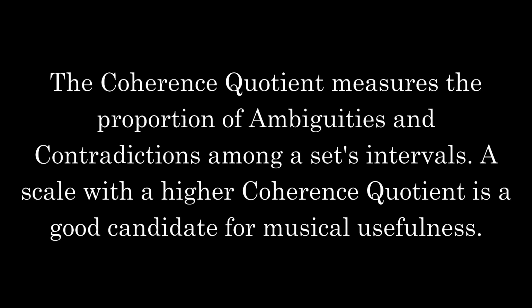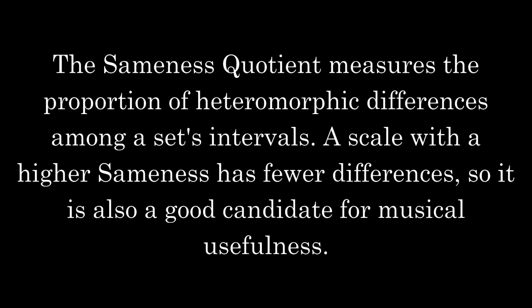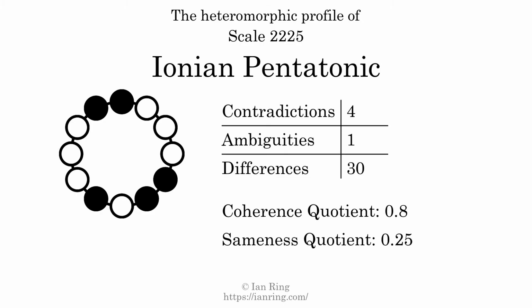The coherence quotient measures the proportion of ambiguities and contradictions among a set's intervals. A scale with a higher coherence quotient is a good candidate for musical usefulness. The coherence quotient is 0.8. The sameness quotient measures the proportion of heteromorphic differences among a set's intervals. A scale with a higher sameness has fewer differences, so it is also a good candidate for musical usefulness. The sameness quotient is 0.25.